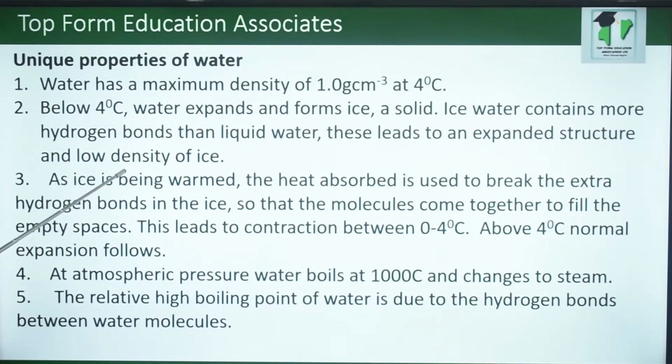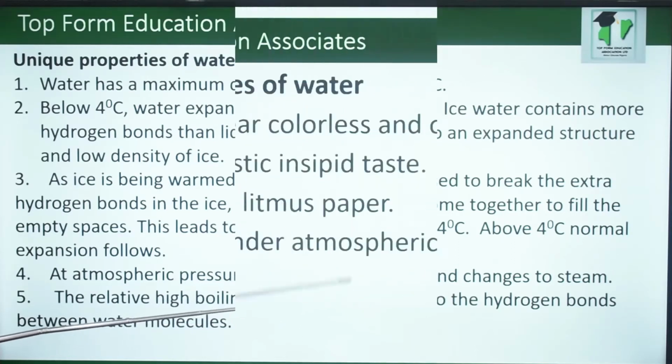Three, as ice is being warmed, the heat absorbed is used to break the extra hydrogen bonds in the ice, so that the molecules come together to fill the empty spaces. This leads to contraction between 0 to 4 degrees C. Above 4 degrees centigrade, normal expansion will follow. Four, at atmospheric pressure, water boils at 100 degrees C and changes to steam. The relatively high boiling point of water is due to the hydrogen bonds between water molecules.